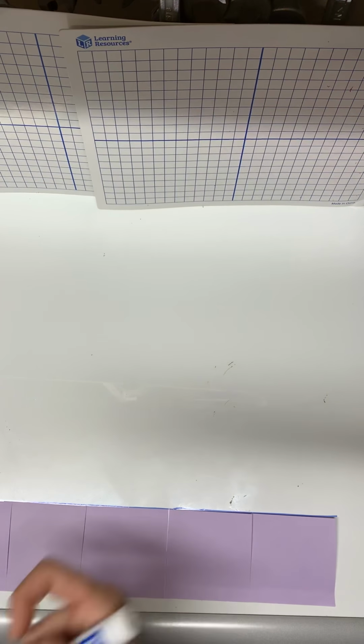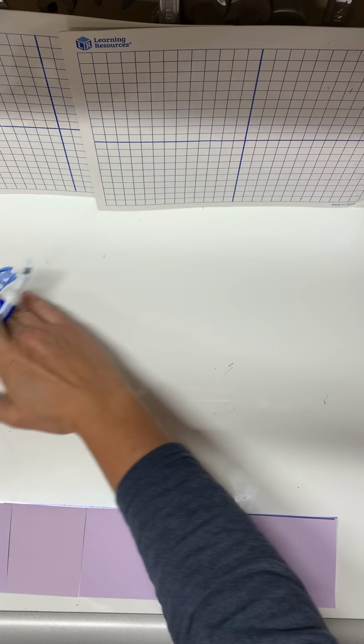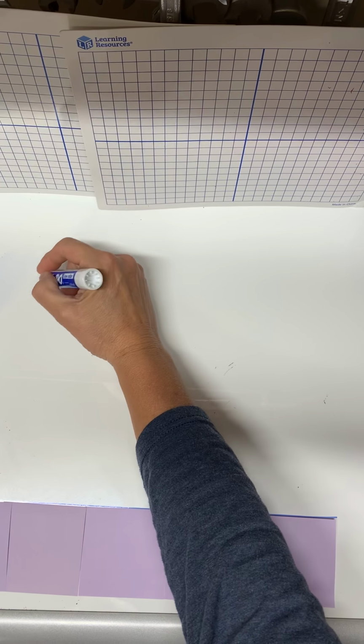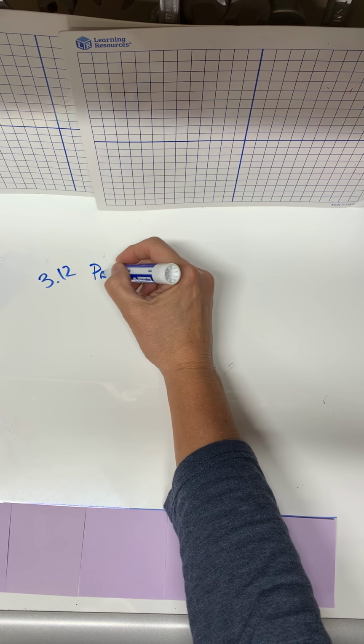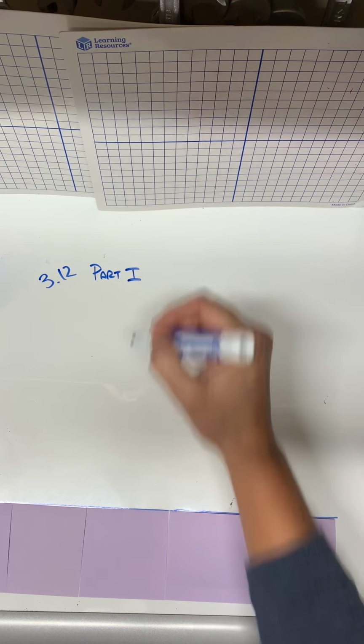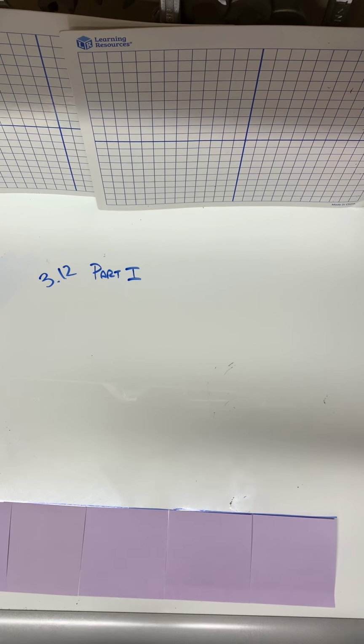Okay, this is section 3.12. Well, you can't see that. 3.12. And this is part 1. And there will be 4 parts to this. I recommend that you watch a part and then work the questions that pertain to that part.